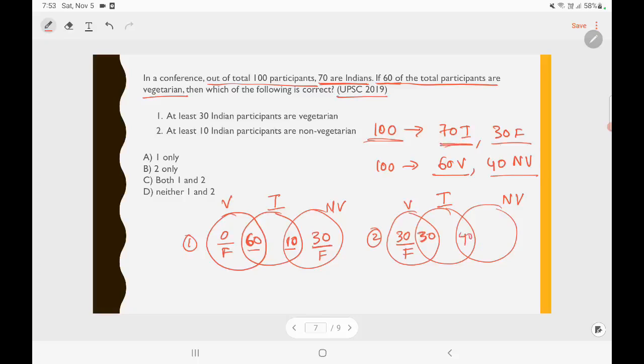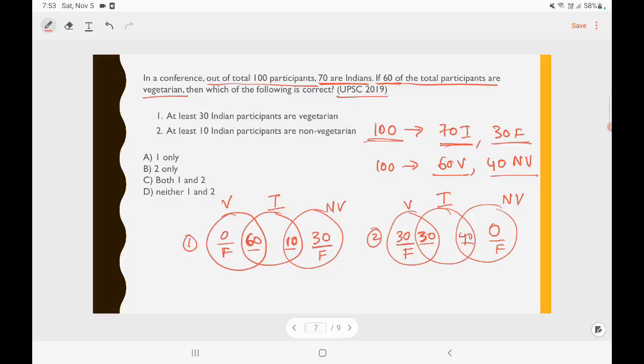Okay. Then all the foreigners are vegetarians, right? So it means that there won't be any foreigners who are non-vegetarians. So we will write 0 here. So here, in order to find out whether it's correct, just add 30 plus 30 is 60, 60 plus 40 is 100. So this is correct. Now we will look into the statements.